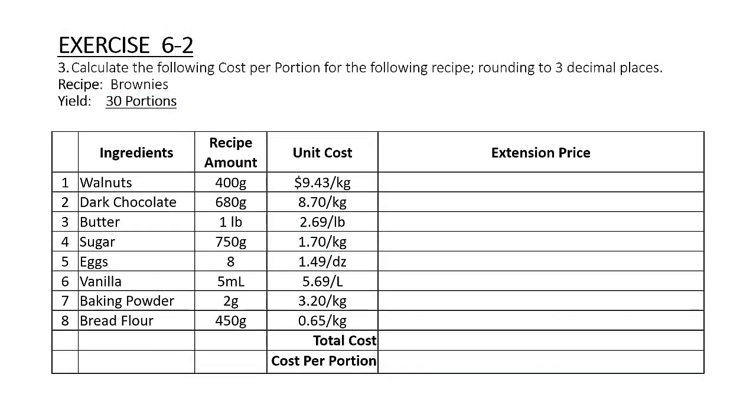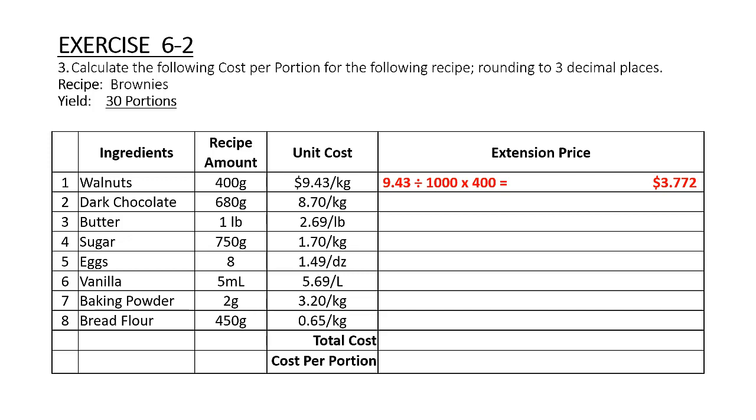Let's take a look at one last example. We're going to calculate the cost per portion. Again, we're looking at rounding our answers to 3 decimal places. This recipe is for brownies. This recipe is going to yield us 30 brownies. We need 400 grams of walnuts. We paid $9.43 per kilogram.